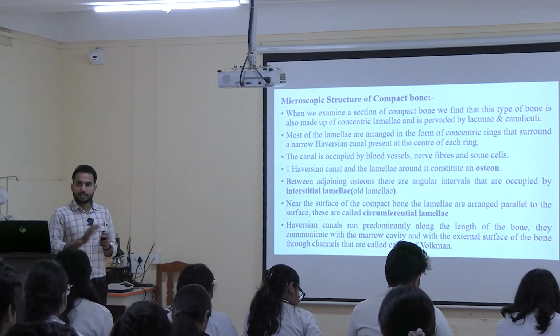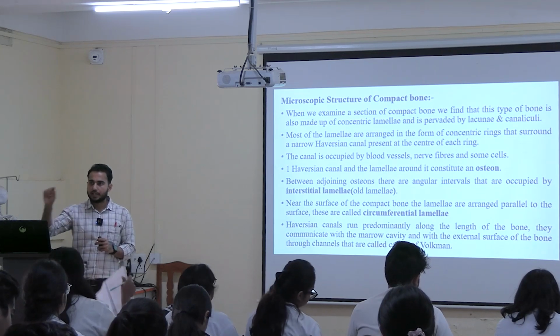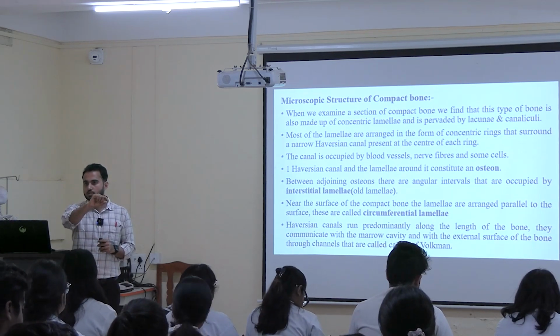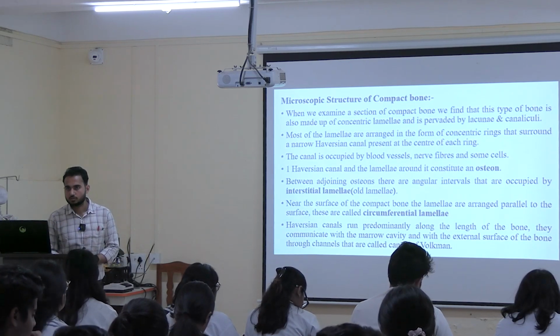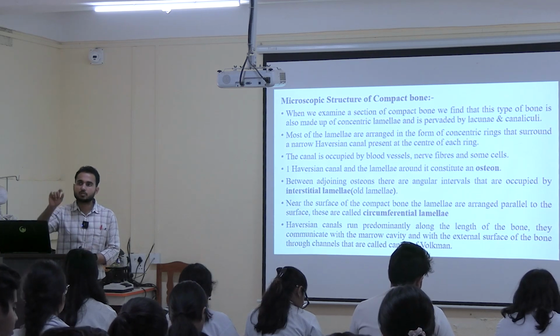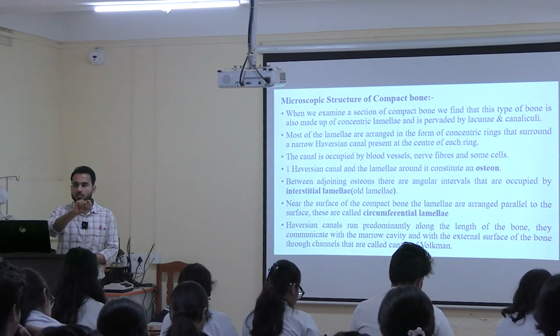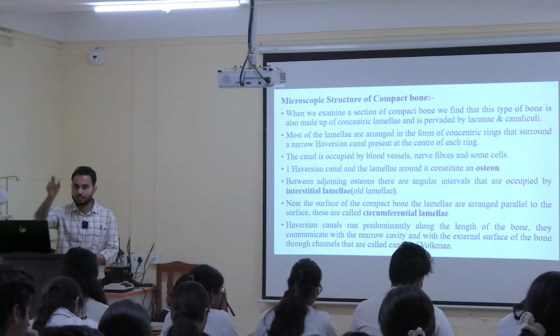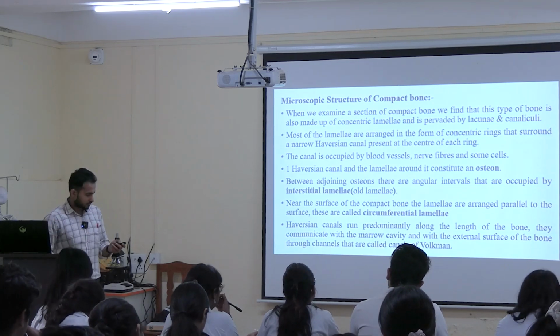Now this Haversian canal is connected with the marrow cavity, and it is connected with the exterior by a canal called Volkmann's canal. Mainly, Volkmann's canal connects the Haversian canal to the exterior. The canal that keeps the Haversian canal connected with the exterior is called Volkmann's canal. Okay.